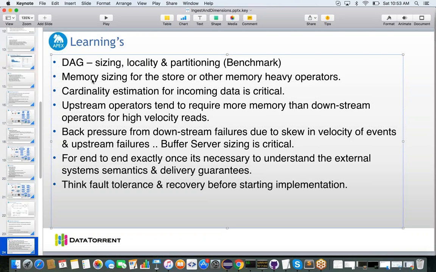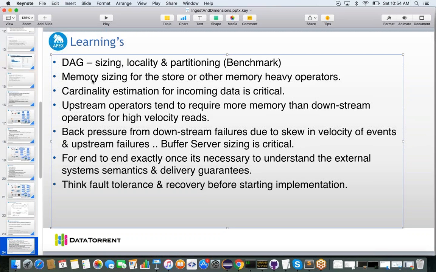Cardinality estimation for incoming data is critical. Again, this ties back to memory sizing. You have to know what the different combinations in terms of your aggregations would be, the upper bound on it that you would see when you're running a long-running application. We've noticed that upstream operators typically tend to require more memory than downstream operators, because if downstream operators fail, then you build a bit of a back pressure on the upstream operators.